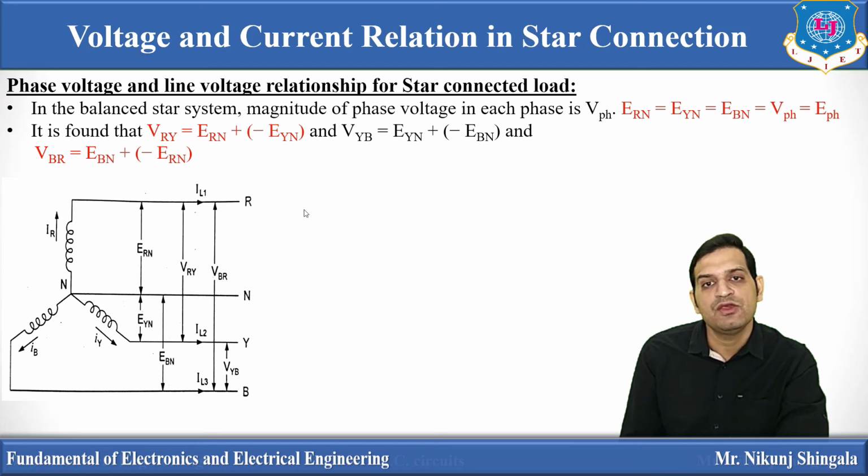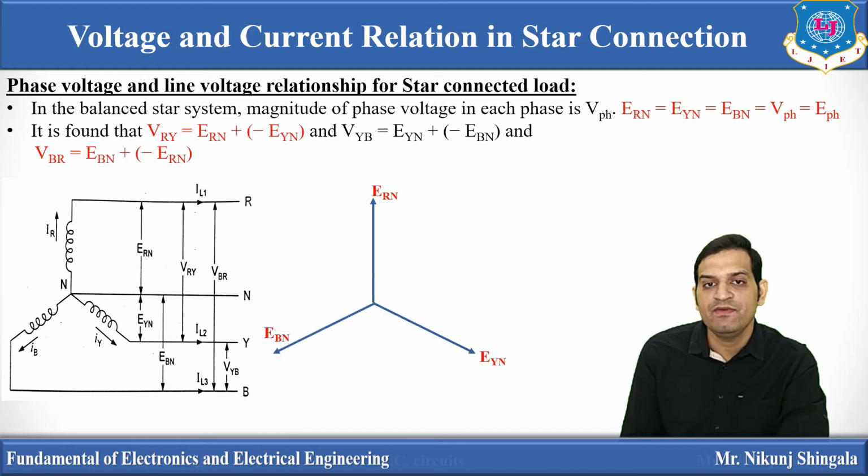Now let us simplify this relationship using the phasor diagram. There are three phases, so three vectors will be there, ERN, EYN, EBN. You can take ERN at any position. Suppose this is the reference position of ERN, so EYN will be 120 degrees after ERN and EBN will be 240 degrees after ERN, or it will be 120 degrees ahead of ERN. Now these are the three phasors for phase voltage, that is ERN, EYN and EBN. Now taking the opposite phasors, minus ERN, similarly minus EYN and minus EBN.